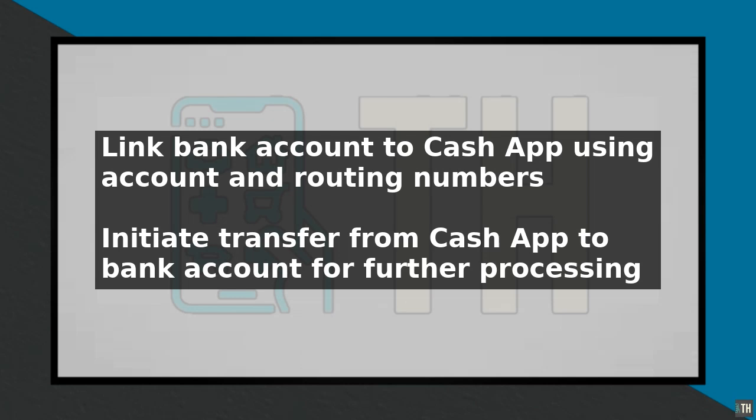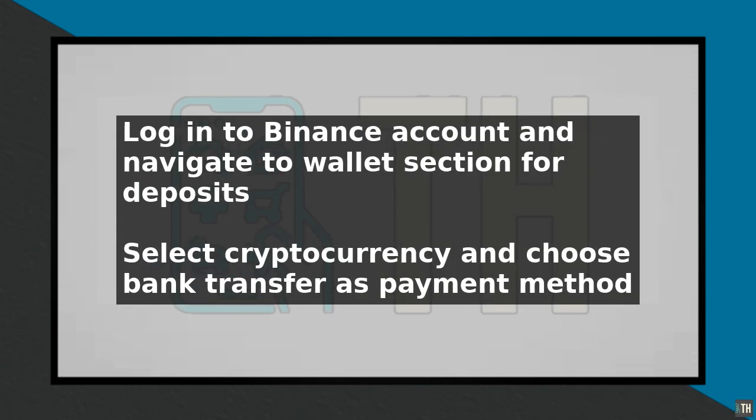Navigate to the Wallet section and click on the Deposit option. Select the cryptocurrency you wish to purchase and choose the payment method as bank transfer. You will be provided with Binance's bank account details, which you will use to initiate a transfer from your bank account. Ensure you follow the instructions carefully, as the details may vary depending on your location and the type of transfer.